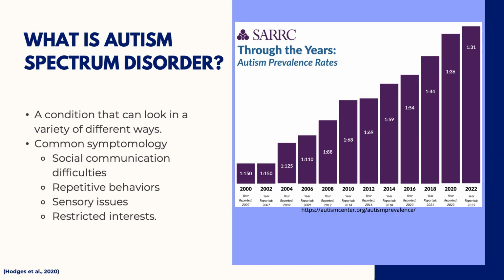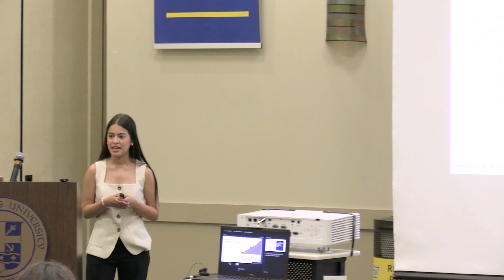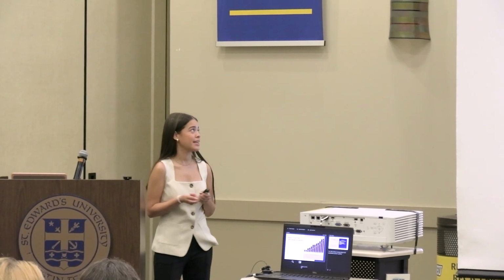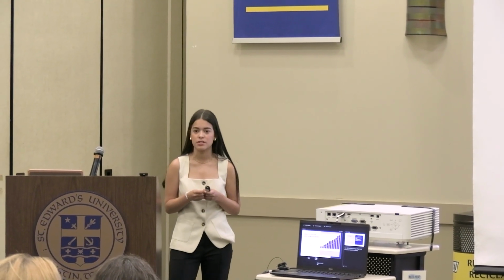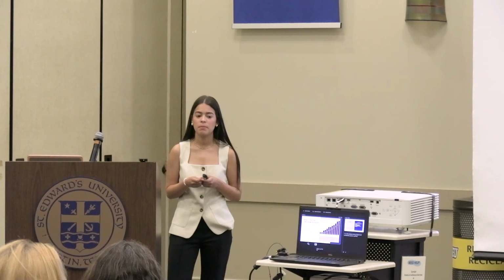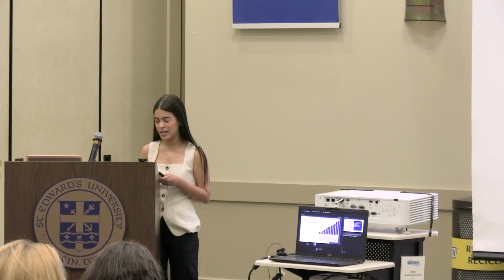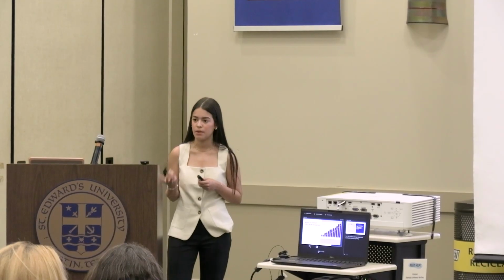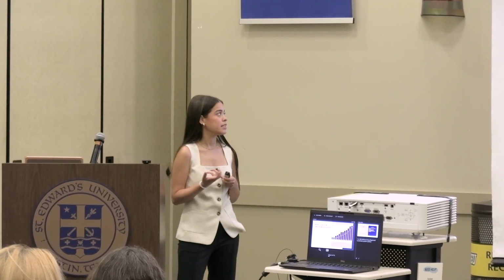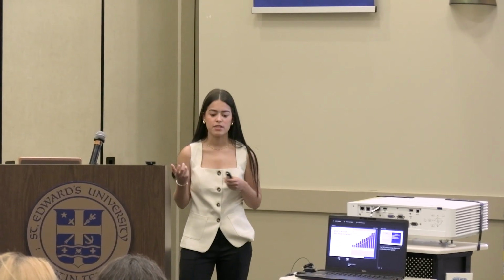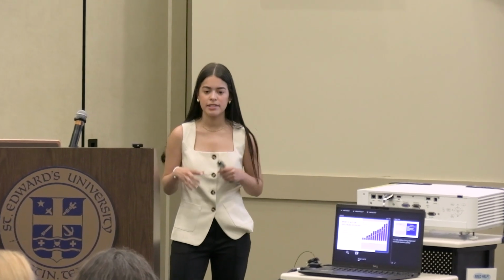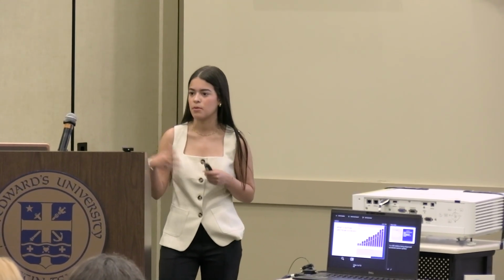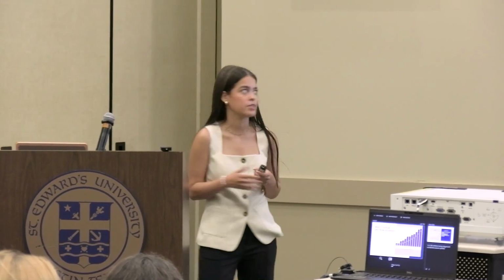So what is autism spectrum disorder? Well, the name says it, it's a spectrum, meaning that it can look in a variety of different ways across individuals due to its highly complex etiological heterogeneity, which means that there are many genes contributing to the development of this condition. It's not like every individual with autism meets the same criteria for it, because it can look so different.